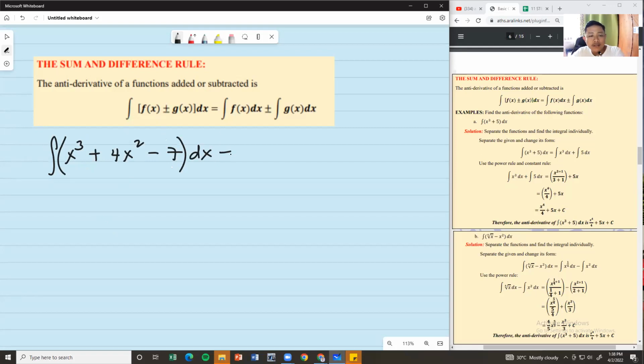Okay? And so, applying the sum and difference rule, you just have to separate each term and then treat each or get the anti-differentiation of each term. Okay. Let's do that. Actually kahit hindi na gawin yun, kasi humahaba lang yung solution. If you can already do the straight process, better.